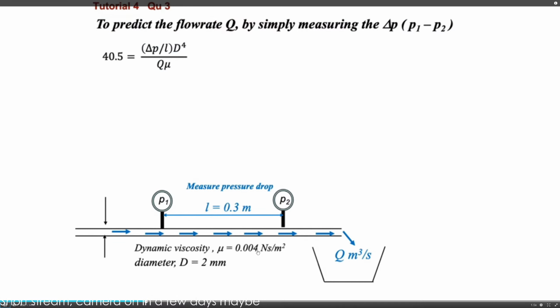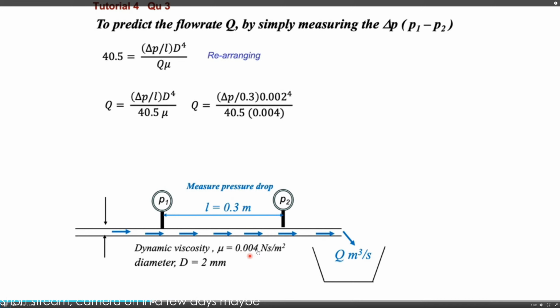Now let us see how flow is predicted from this experimental setup. If you rearrange this term, you have flow rate, and then this is delta P over L, this is D to the power 4, and then there will be 40.5, and then mu. Now the viscosity of this fluid is 0.004. So you can substitute all these values, so Q becomes 3.2922 times 10 to the power minus 10, then you have this term, pressure drop.